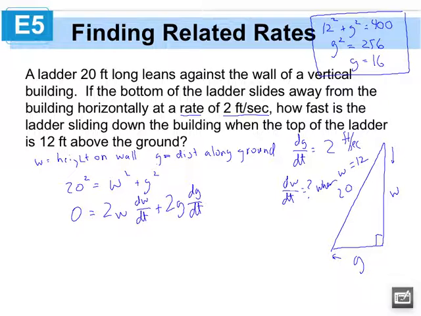We know G, we know W, we know dG dt, therefore we should be able to find dW dt, correct? Good, get out your calculators and find it. Get your calculator out, find it.